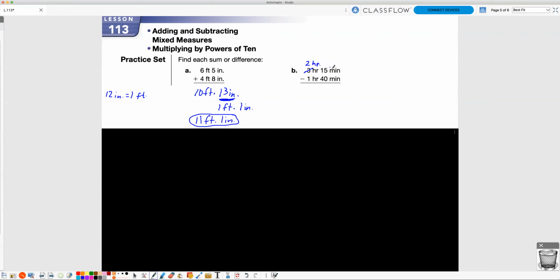And if I'm borrowing 1 hour, I know that 60 minutes is the equivalent to 1 hour. So because of that, I have 60 plus 15 here, which makes 75 minutes. So 75 minutes minus 40 minutes, I know off the top of my head is 35 minutes. And 1 hour taken away from the 2 hours there leaves me with 1 hour. So the answer would be 1 hour and 35 minutes for letter B.